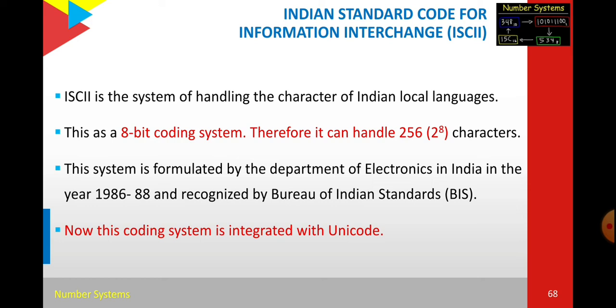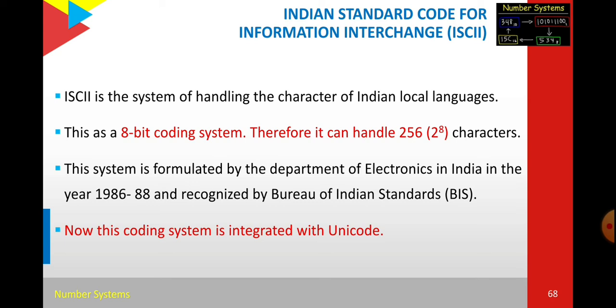We already discussed two 8-bit encoding systems. What are the two 8-bit encoding systems? One is ASCII, another one is EBCDIC code. Now one more is the Indian Standard Code for Information Interchange. These all come under the 8-bit encoding system. How many characters can you handle? 256 characters with these three encoding systems. This system was formulated by the Department of Electronics in India in the years 1986 to 88 and recognized by the Bureau of Indian Standards, BIS.